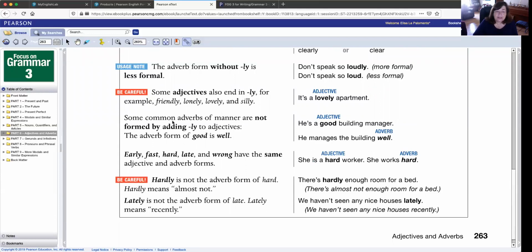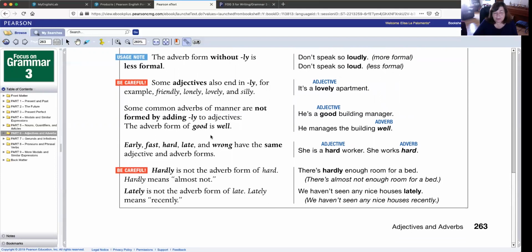And it also tells you that some common adverbs of manner, the way you do something, are not formed by adding ly to adjectives. So the adverb form of good is well, and I don't remember if we spoke about this before in class, but I know I've spoken about this many times. So the word good is an adjective. You cannot add ly to this to make it goodly as an adverb. There's no such word. The adverb form of good is well, which means pretty much the same thing, unless you're using it for health.